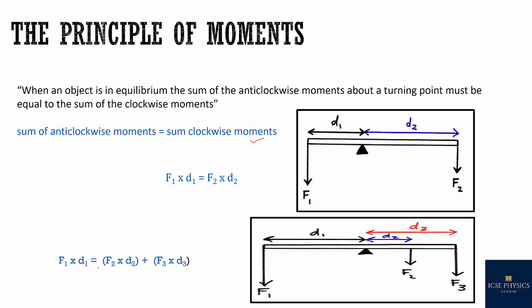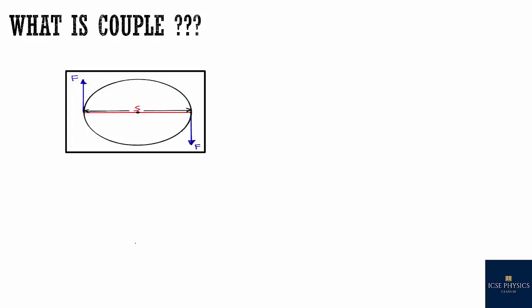So F1 D1 is equal to this all. So sum of anti-clockwise moment is always equal to sum of clockwise moment in case of principle of moments. What is a couple? A couple is two equal and opposite parallel forces not acting along the same line to produce a turning effect.